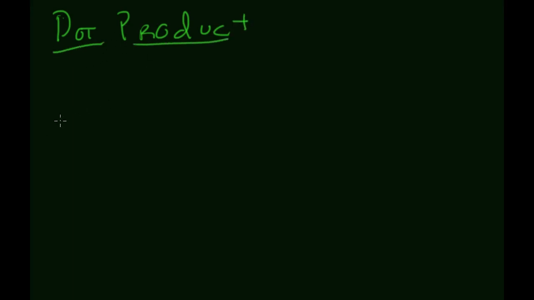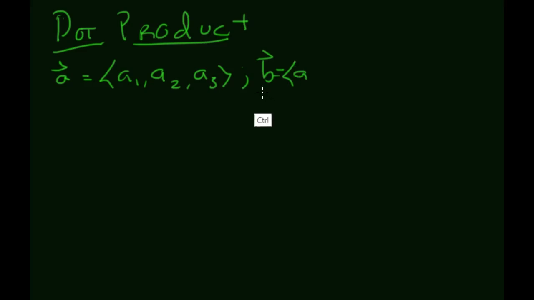Okay, so we're going to define this. We're going to have a vector A, and I'm going to define it in R3, but it could go to R anything finite. So vector A is A1, A2, A3. A vector B being B1, B2, B3, and both of these, according to our definition, are in R3.